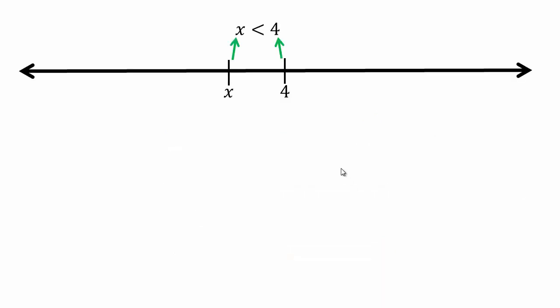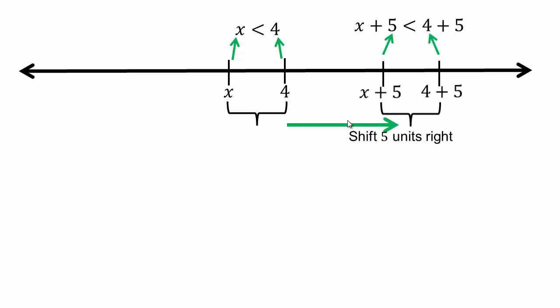So let's take a look and see what happens if you have an inequality. So now let's take a look at x less than 4. So on the number line, that means that x sits somewhere to the left of 4. So let's say it sits here. Let's add 2 to both x and 4 and see what happens to the tick marks. We already saw from before that adding a 2 to x means it will move 2 units to the right. Adding a 2 to the 4 means it will move 2 units to the right. So if I add 5, then it's going to go 5 units to the right.